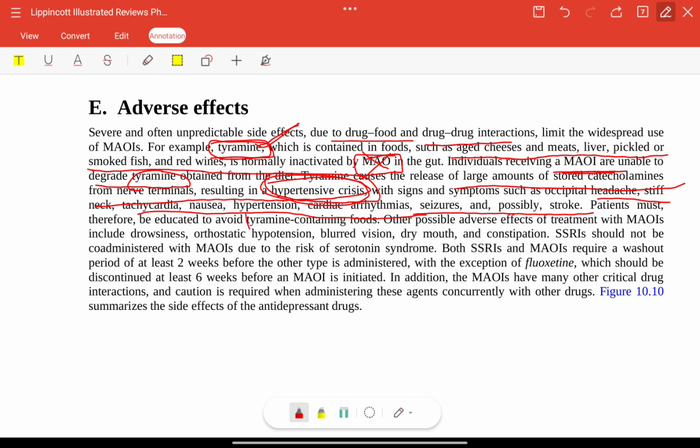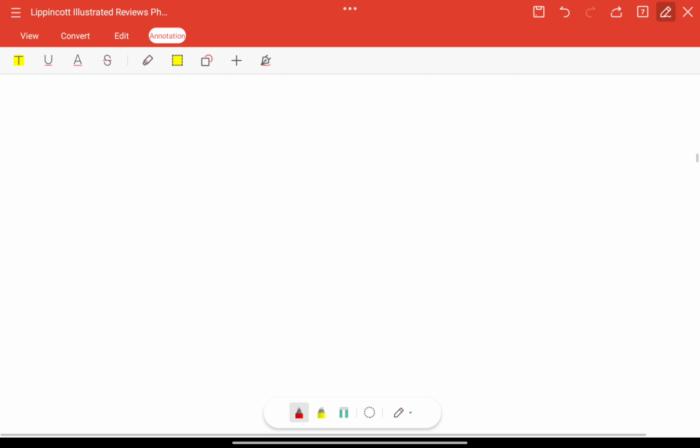Patients should be counseled to avoid tyramine-containing foods. Other adverse effects are drowsiness, orthostatic hypotension, blurred vision, dry mouth, and constipation. SSRIs should not be co-administered due to the risk of serotonin syndrome. Both require a washout period of at least 2 weeks when you have to administer the other class.